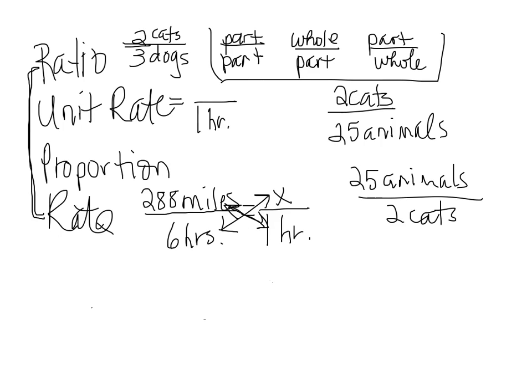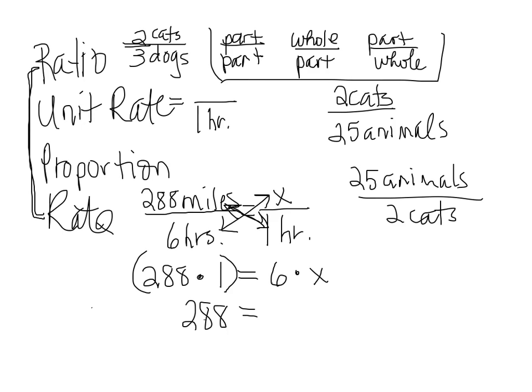So what we can say is 288 times 1 should equal 6 times x. We don't know what x is yet, right? Can we solve for it? Yeah. Okay, yep. So first we're going to solve this. What is 288 times 1? 288. Put your terms together that can go together.